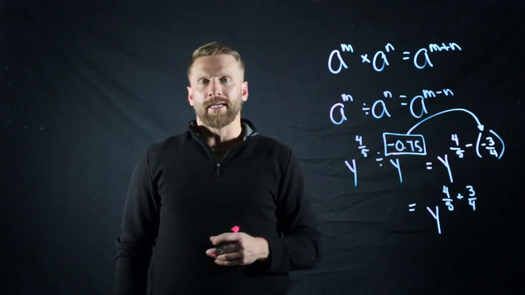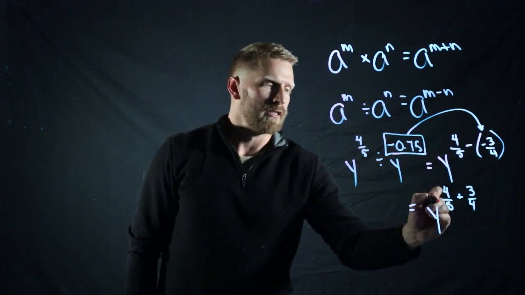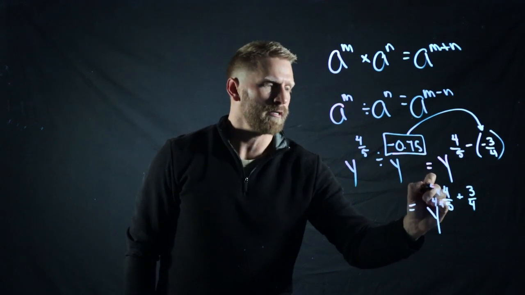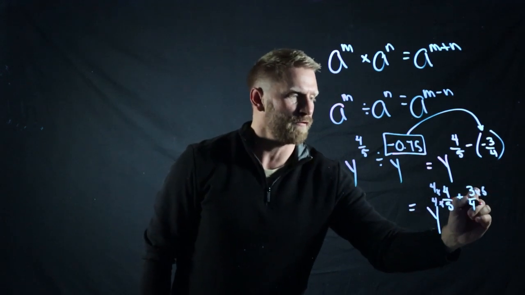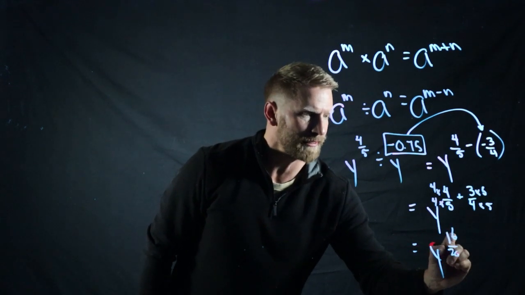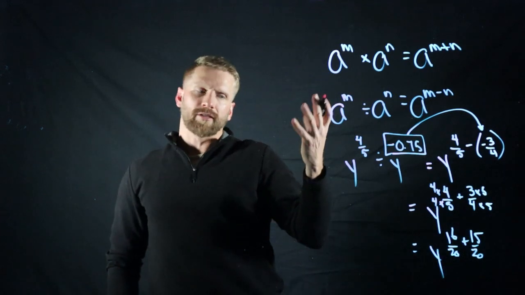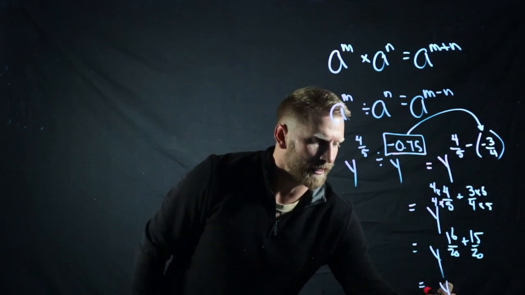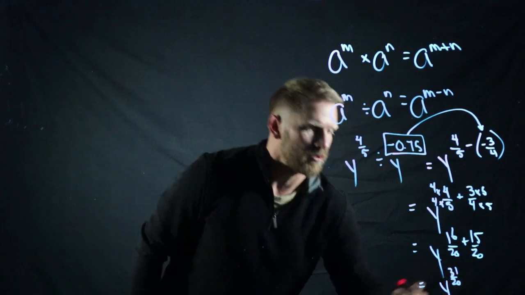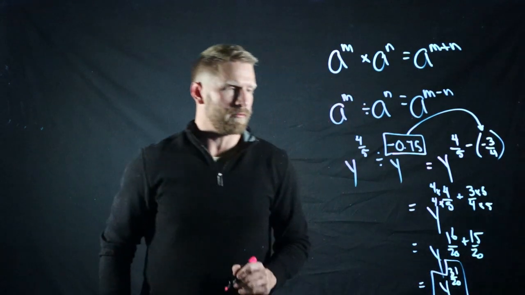And again, in this case, to add fractions, I need a common denominator. The lowest one is 20. So I'm going to multiply this one by 4 and this one by 5. And I get y to the 16/20 plus 15/20. And depending on what your teacher wants, you can convert that into 31/20 or 1 11/20. Doesn't matter. I'm just going to leave it as 31/20.